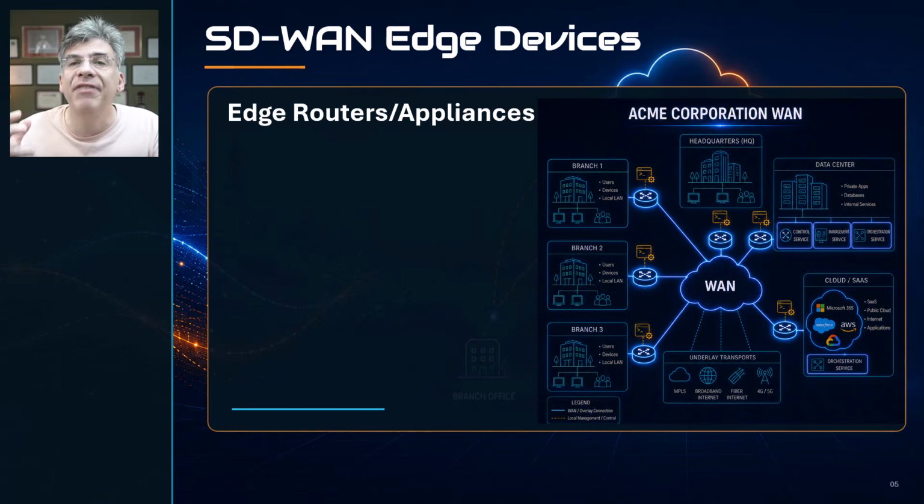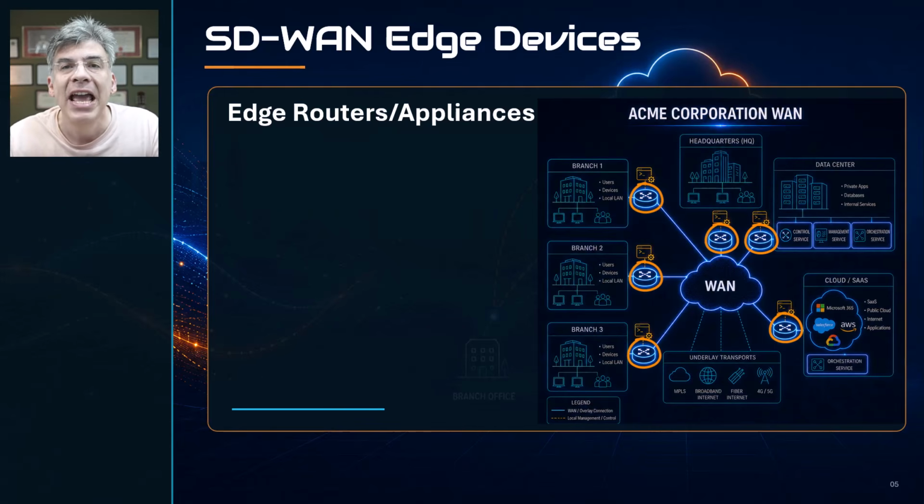Now we come to the devices that most network engineers will physically see at the sites. These are the SD-WAN edge devices. These can also be called WAN Edge routers, SD-WAN Edge appliances, or SD-WAN Edge devices. They sit at the headquarters, the branch offices, the data centers, cloud edges, or regional hubs at any physical location that you want to connect to the SD-WAN fabric.